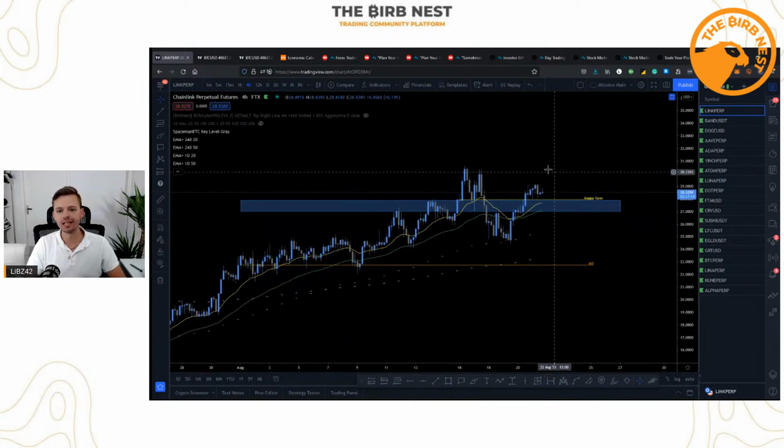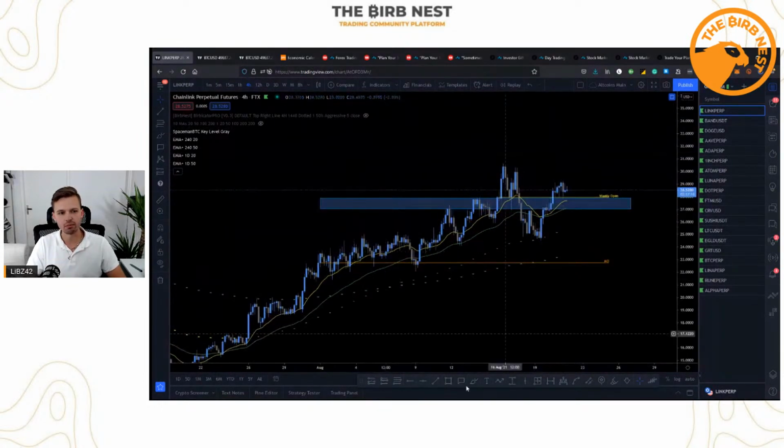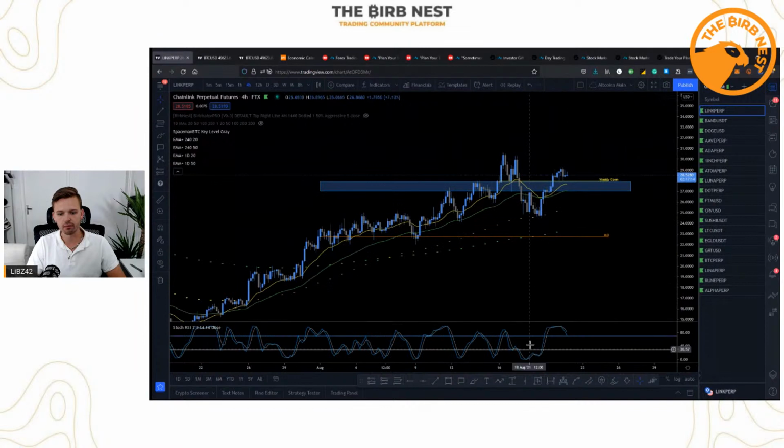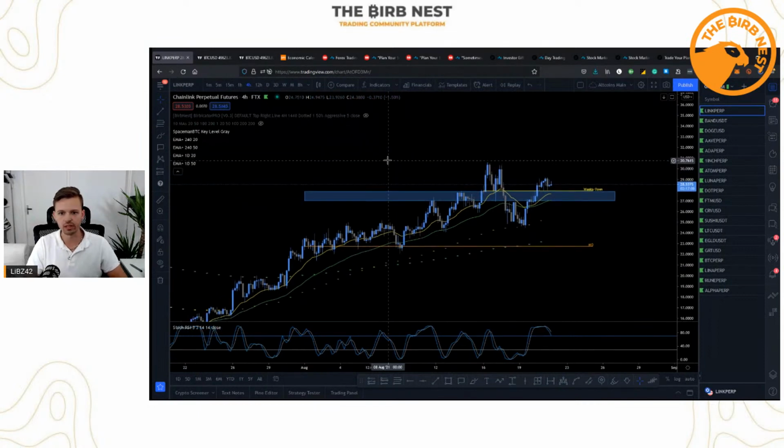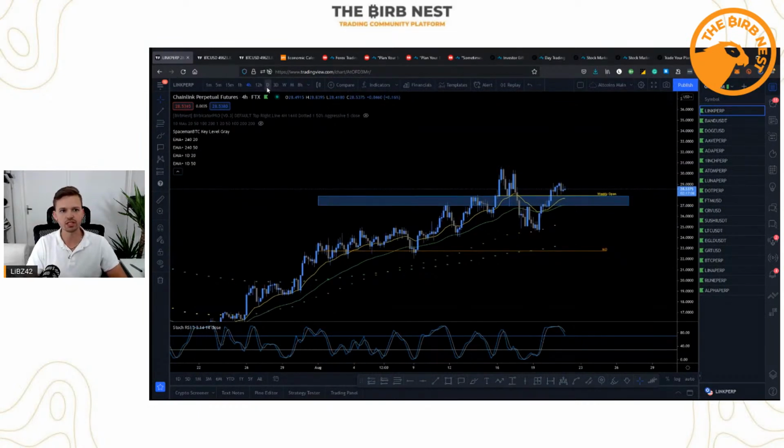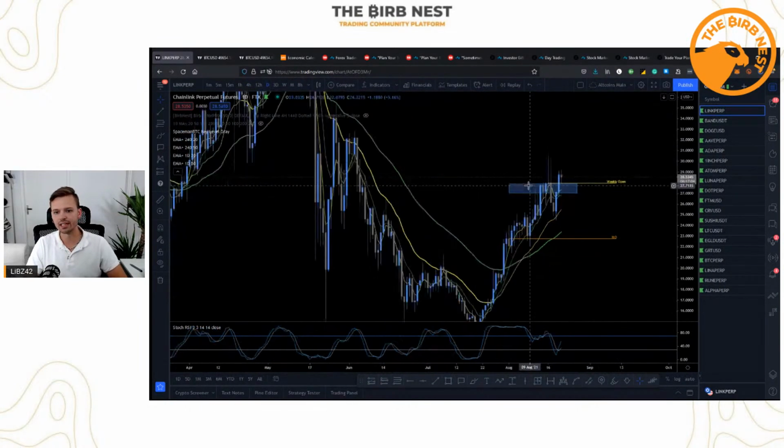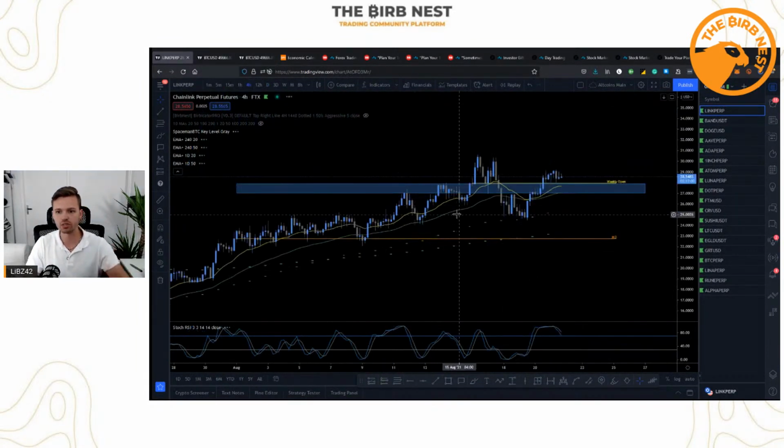So looking at Link right here, we have a pretty nice uptrend going, and I'm mostly focusing on the 4-hour trends if I'm not scalping, right? So I'm focusing on the 4-hour trends. We don't really have to look at the daily because most altcoins right now look very similar on the daily. It's the 4-hour that I'm interested in.